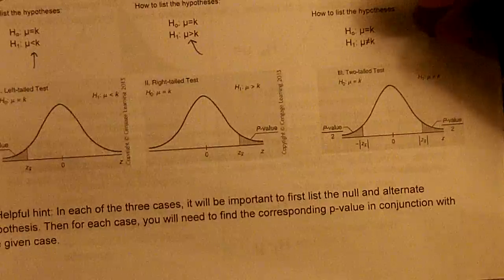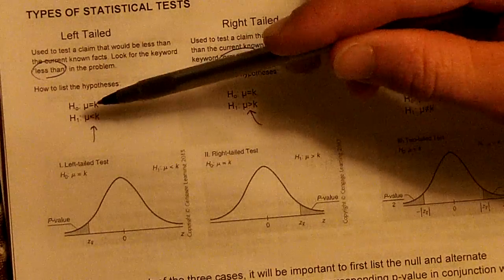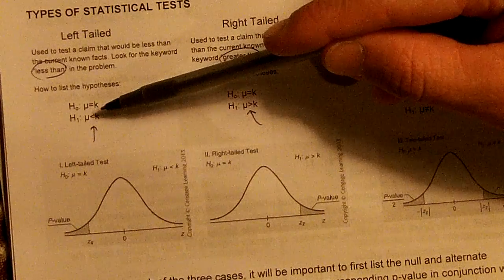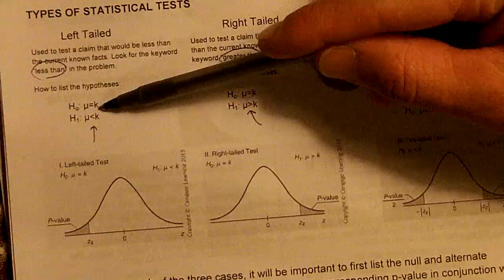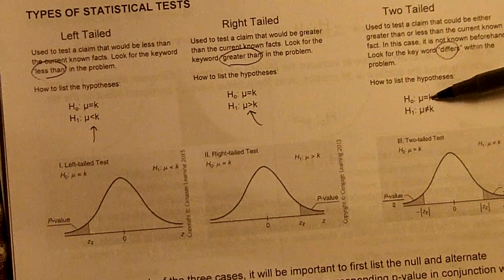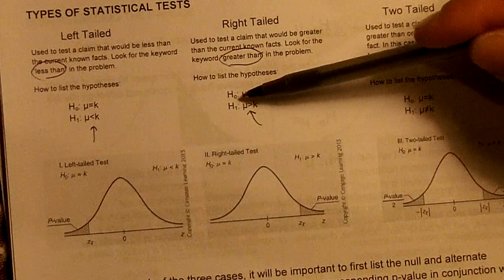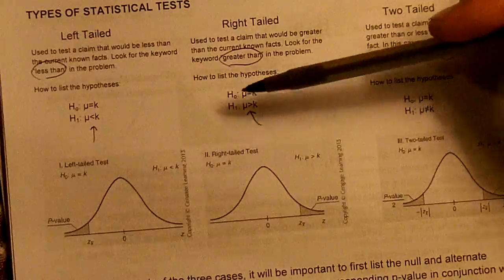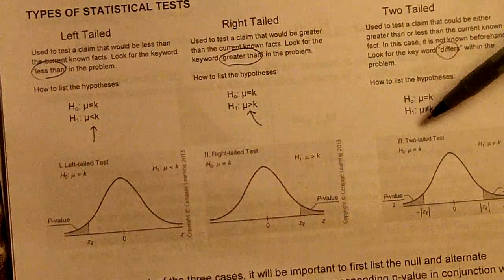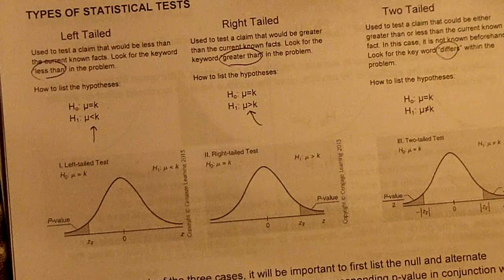Now, it's important to note here that in your null and alternate hypothesis, you have mu is equal to some value k. This k will be given in the problem, and ultimately this will be a number. You see the k expression involved with both the null and the alternate hypothesis, and then basically you're just going to change the sign. Is it less than, greater than, or not equal to? And that's just dependent on the wording of the problem.